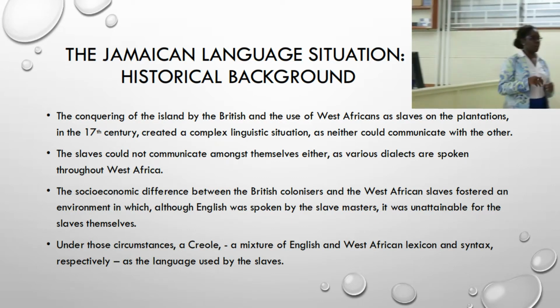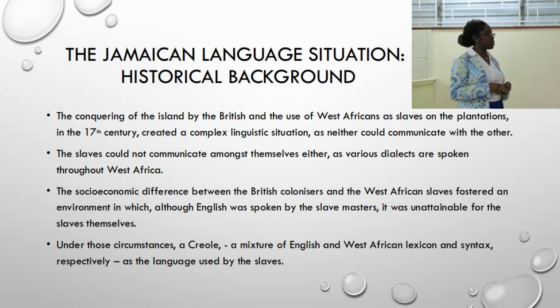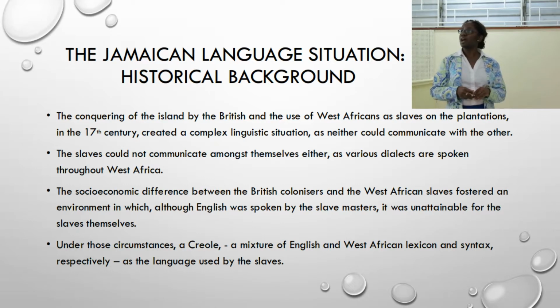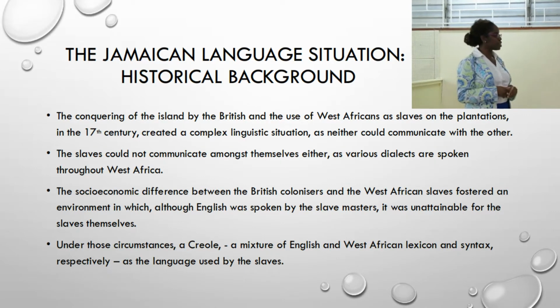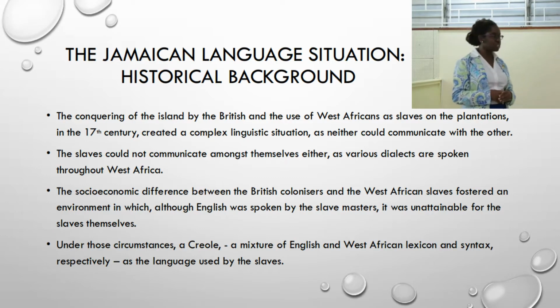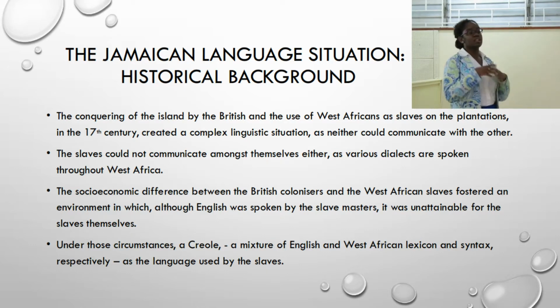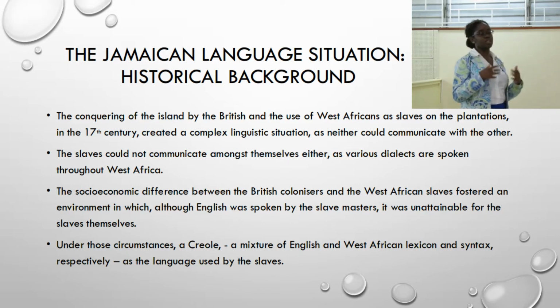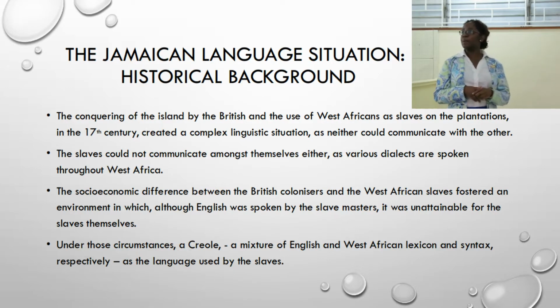So a little bit of historical background on the Jamaican language situation. In the 17th century, the island was conquered by the British and they brought with them slaves from West Africa. This created a complex linguistic situation in that the colonizers spoke English and the West African slaves spoke a variety of dialects. So the slaves could not communicate with the colonizers, the slaves could not communicate amongst themselves either because they all had varying dialects.